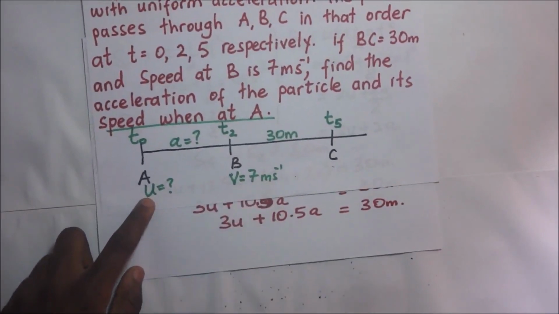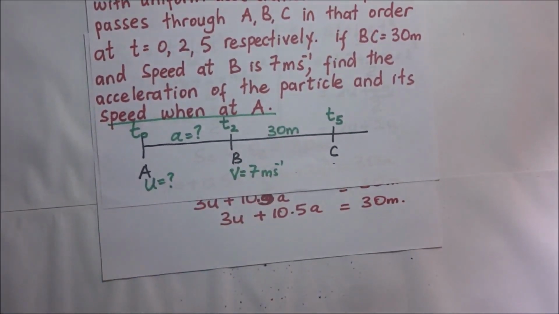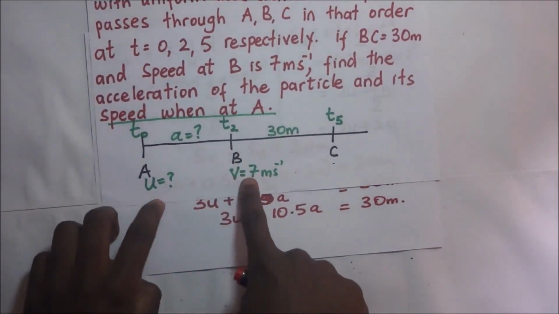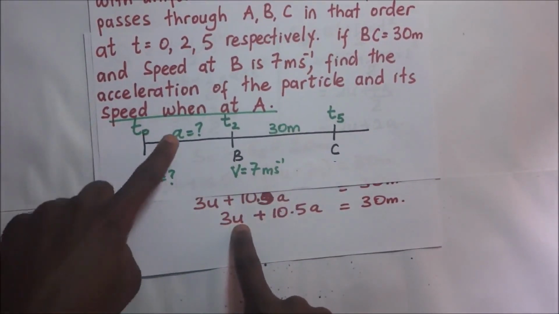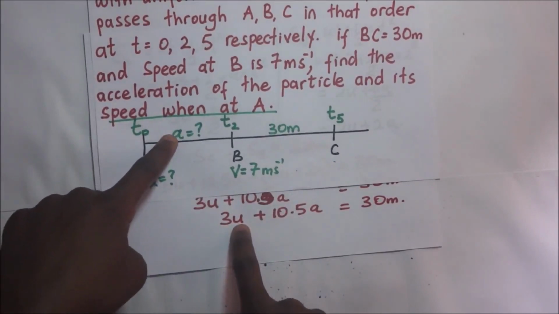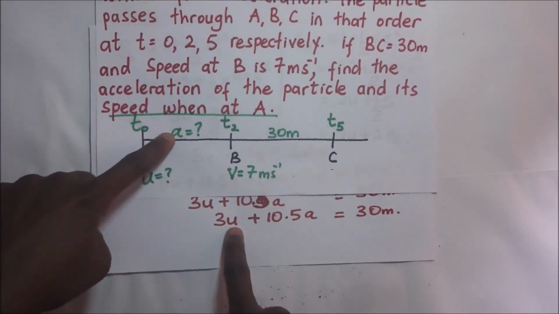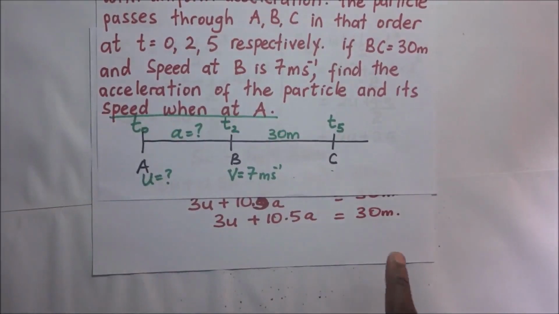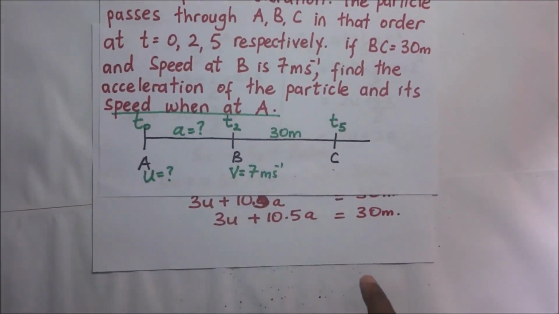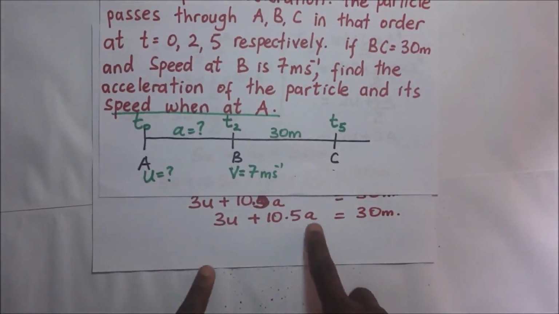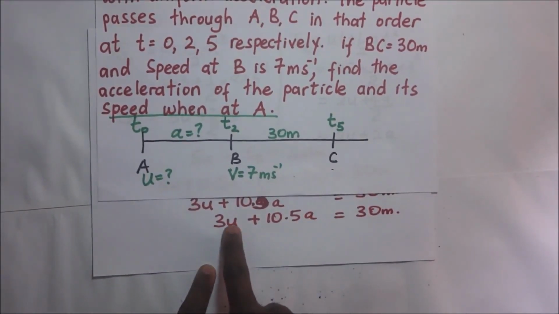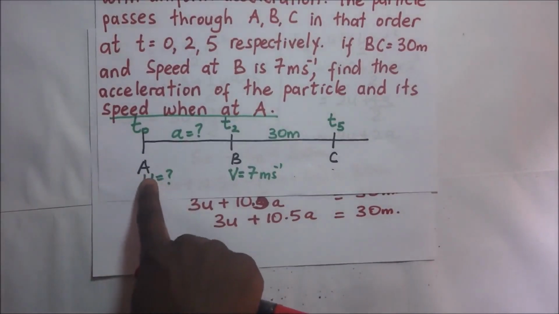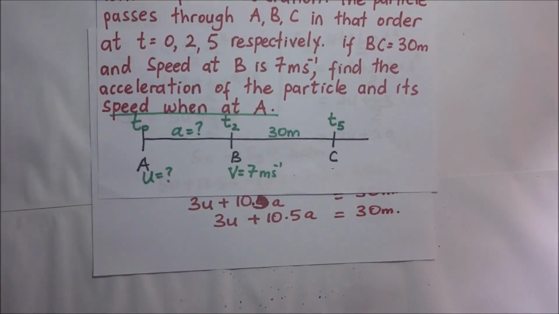So if we use the first equation of motion, V is equal to U plus AT, we know that our final velocity is 7, our initial velocity is not known, which we are supposed to be getting, and also our acceleration is not known, we are also supposed to be getting it. This simply means that we'll be getting a second equation that has these two unknowns, and we shall be able to solve those two equations simultaneously so that we are able to get the value of A, which is the acceleration, and also the value of U, which is the initial velocity or the velocity at point A. So we'll go ahead and find that second equation.